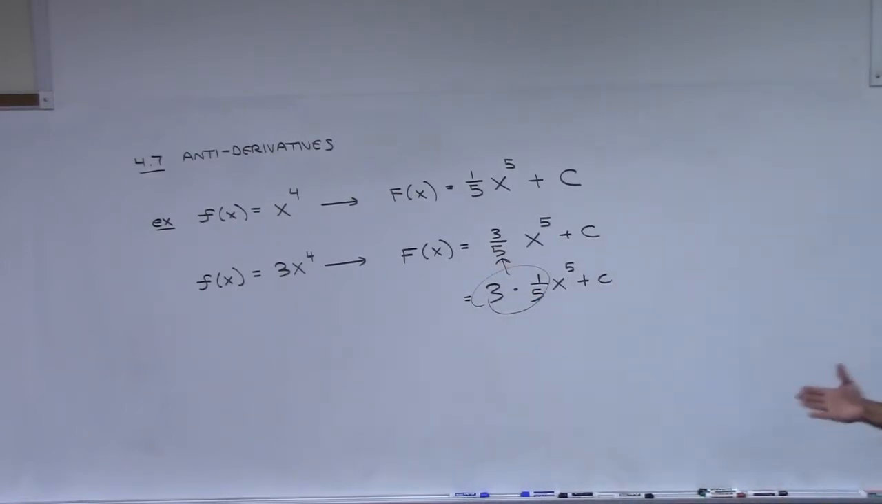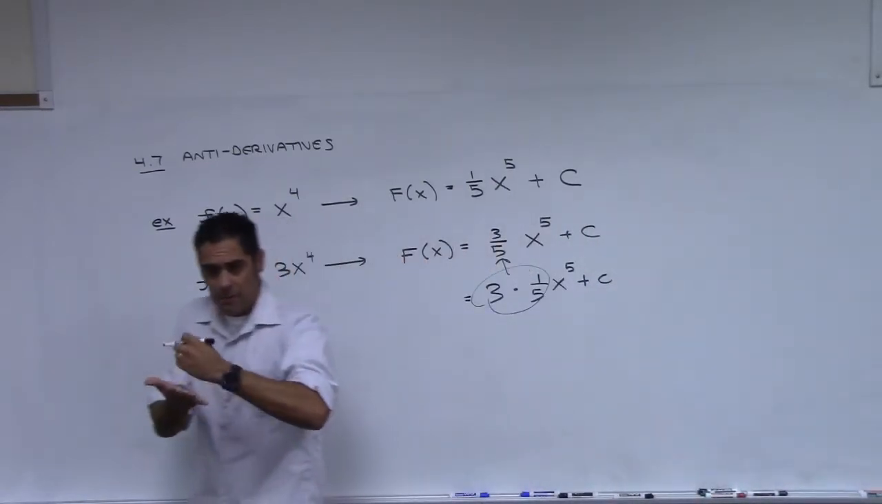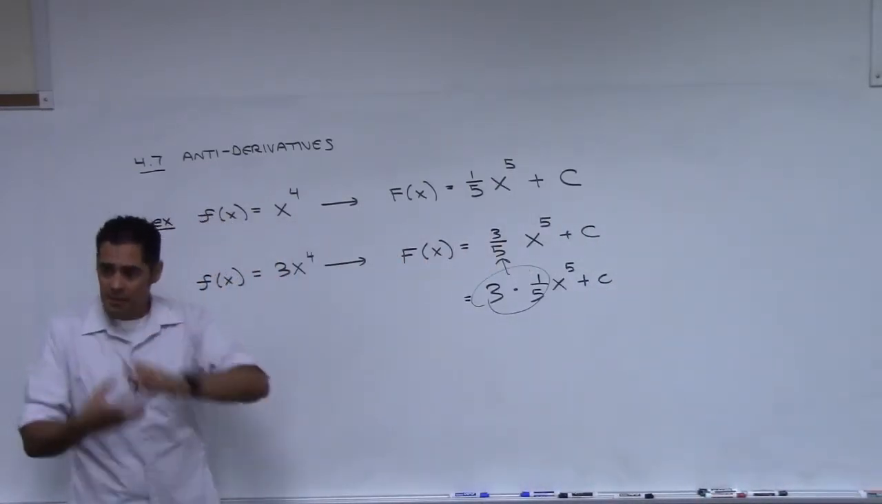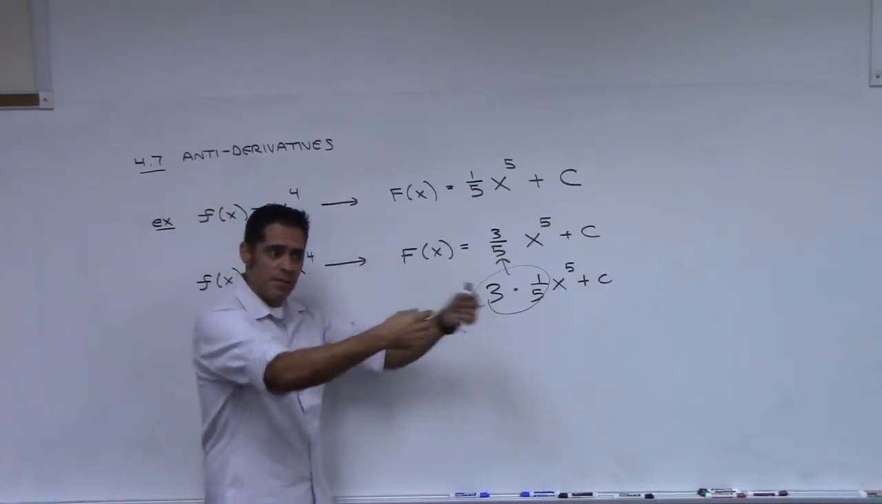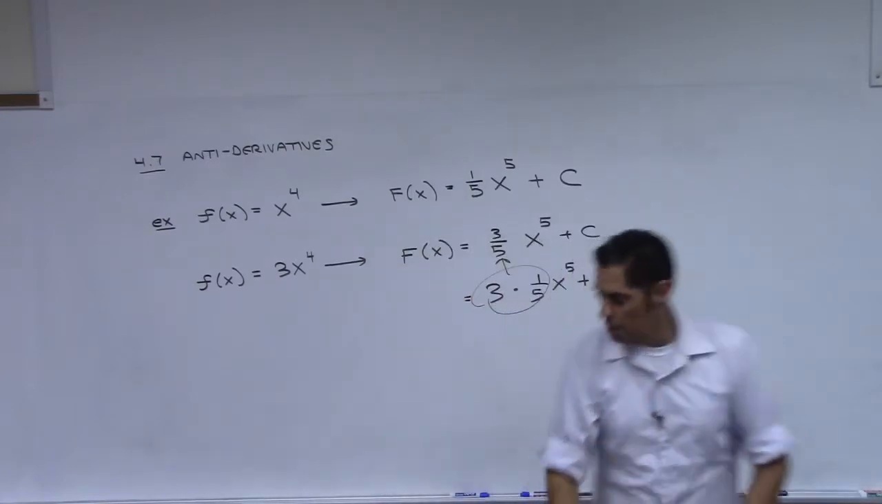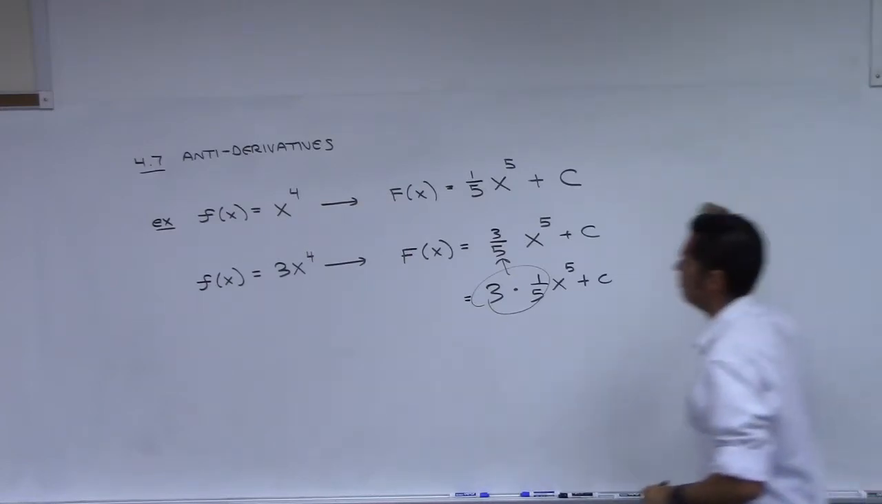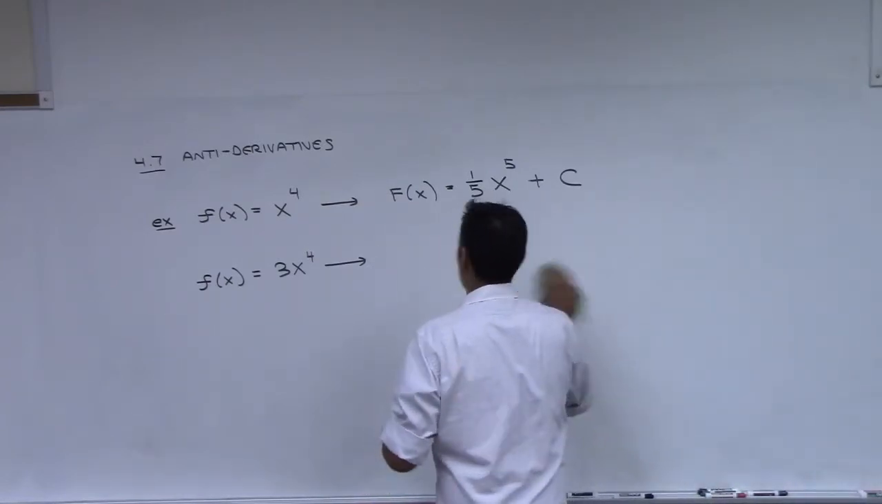So the constant comes for the ride. Just like in Cal 1, when you had a constant in front of a function, the constant came for the ride. When you do antiderivatives, the constant will also just come for the ride. All right? All right. Maybe we can come up with a rule. Maybe we can generalize this now.